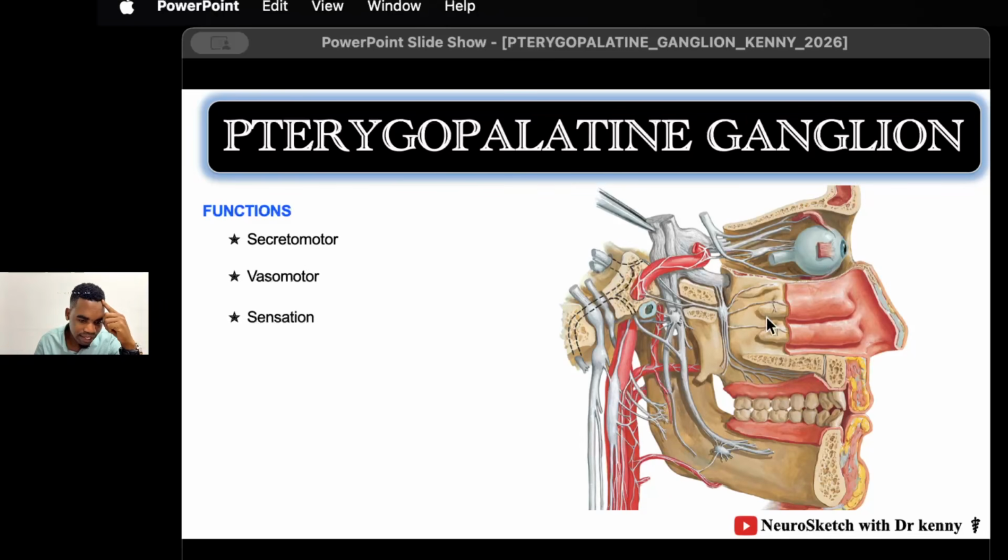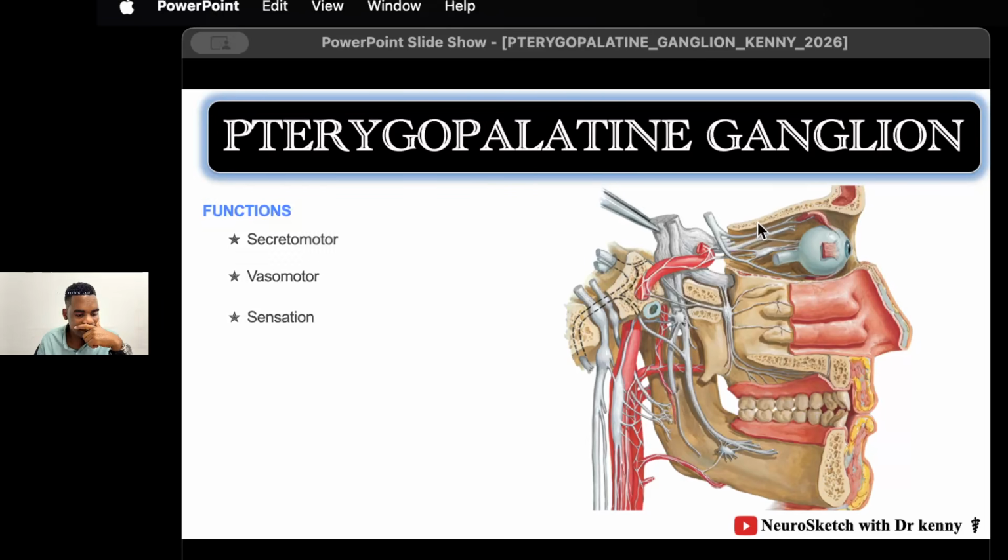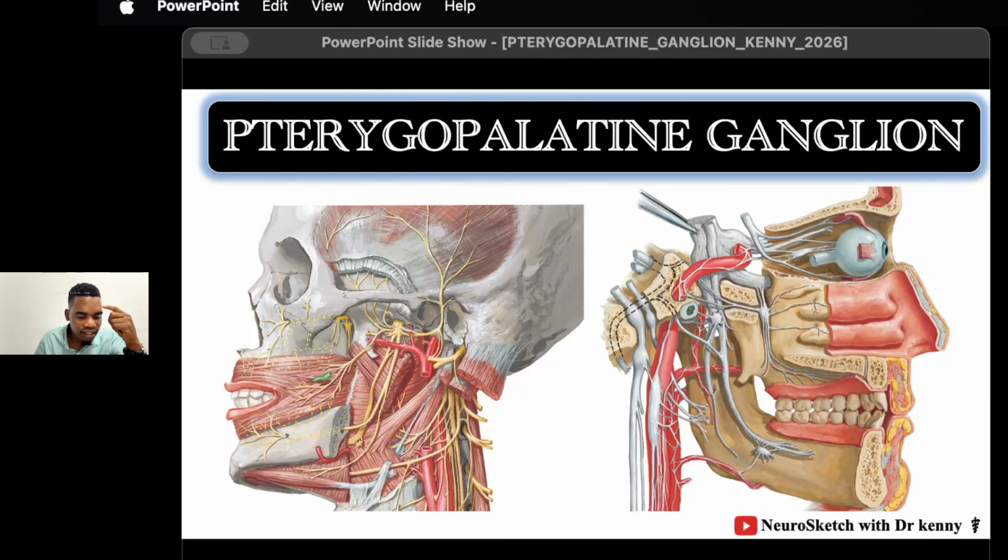They take sensation from different parts of the nose, the nasopharynx, and some other regions that you are going to see. So this is the pterygopalatine ganglion, located in the pterygopalatine fossa. The fossa is anteriorly bordered by the maxillary air sinus, and posteriorly we have the root of the pterygoid process.